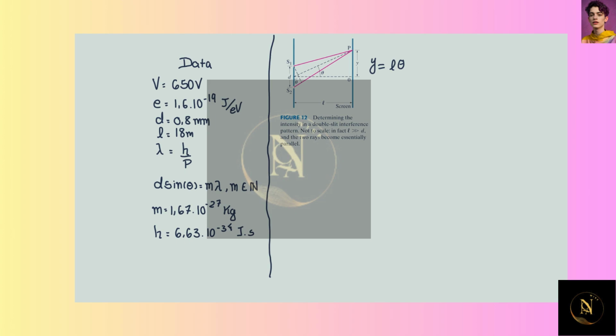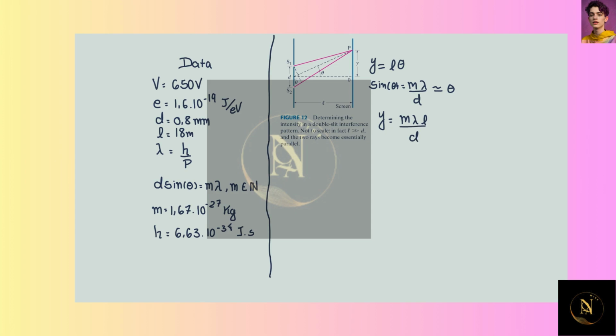And how can we do that? We use this equation. By solving this equation for theta, we get the following. Sine of theta is equal to m times lambda divided by d. But again, this angle is very small, so this is approximately theta. Therefore, y is equal to m lambda L divided by d.